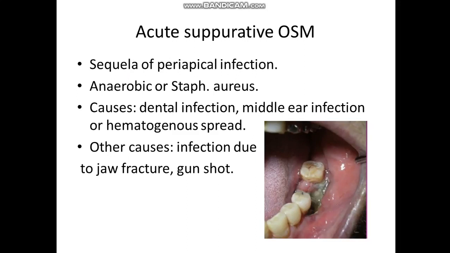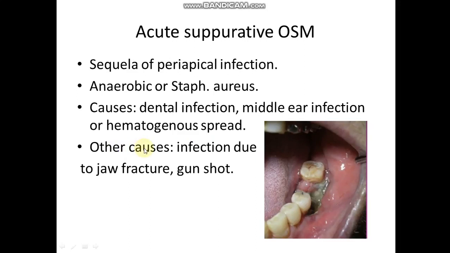The causative microorganisms could be anaerobic bacteria or Staphylococcus aureus. The causes could be dental infection, periapical, periodontal, or even pericoronal. But as I mentioned before, most commonly it is a sequela of periapical infection. Sometimes the microorganisms or the infection may spread to the jaw bones through the blood supply, what we call hematogenous spread. For example, infection of the middle ear may spread through the hematogenous route.